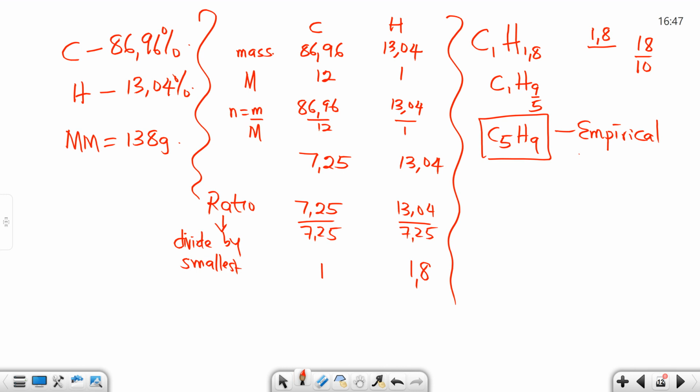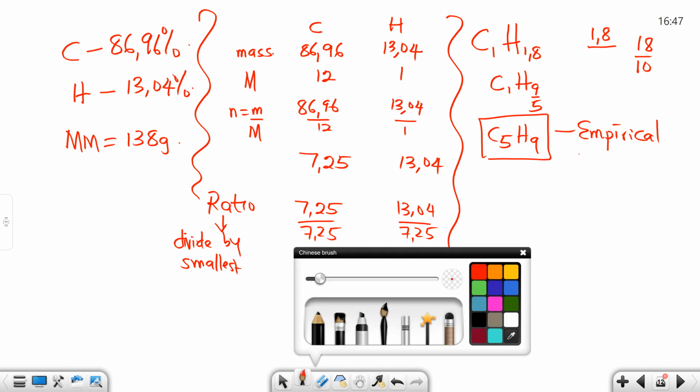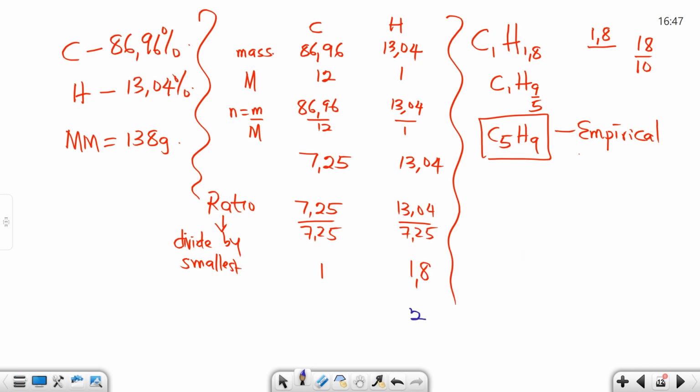Now, check something. Somebody decides, I'm going to round up. I don't know how to do this thing. Now, this is 2 and 1. What are you going to have? CH2. They are different. This one you are saying for every 1 carbon, there are 2 hydrogen. We are saying for every 1 carbon, the H is not complete. It's 1,8.